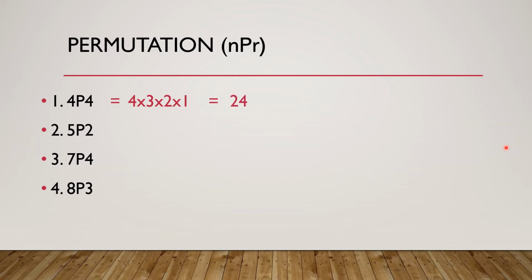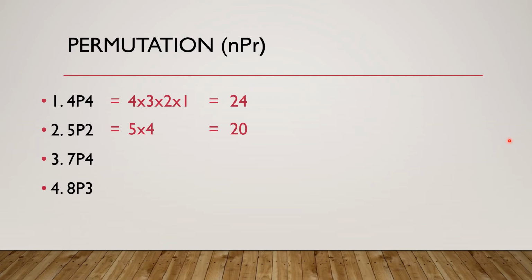What about 5 taken 2? There are 5 numbers, that is 1 to 5, and we are going to make use of only 2 numbers. So 5 taken 2 at a time, we will start with the highest, then the next number. So 5 times 4. Why is it 5 times 4? Because we will be using only 2 at a time. So instead of 5, 4, 3, 2, 1, it would be 5 times 4 only. So 5 taken 2 is equal to 20.